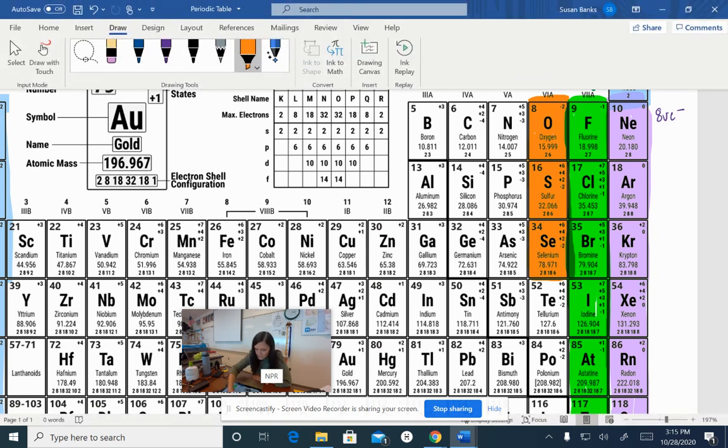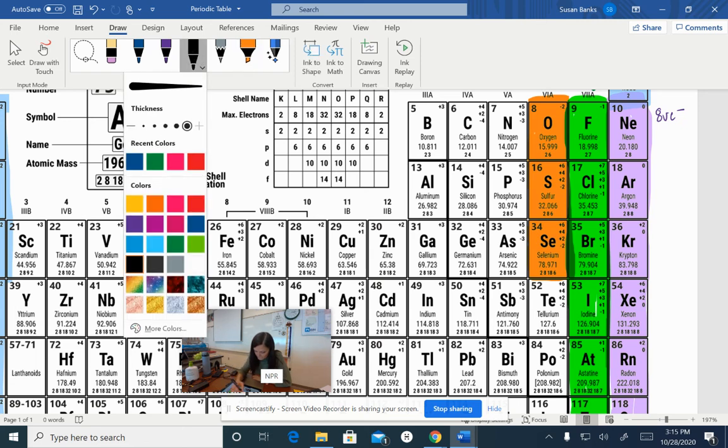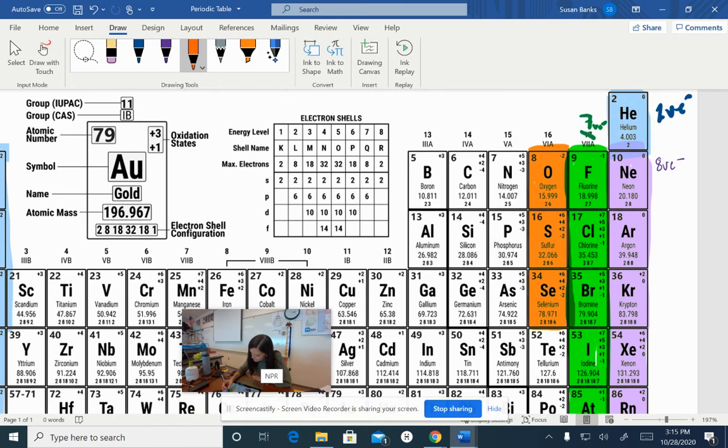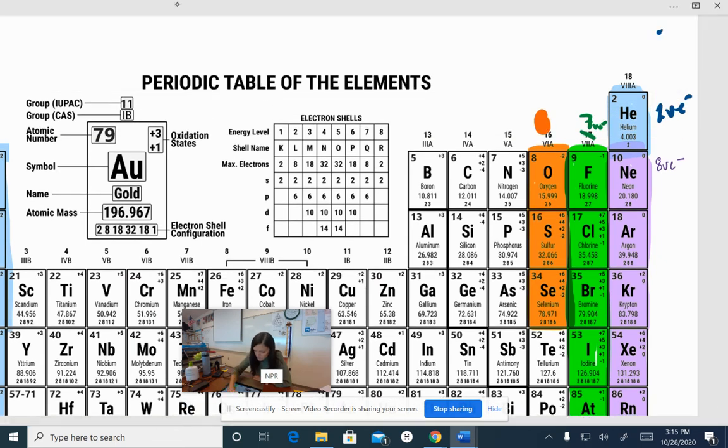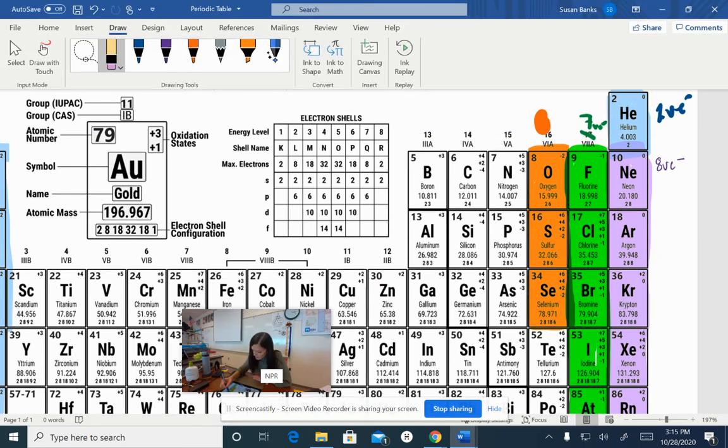These guys have 6 valence electrons. So let's get an orange pen here for these guys. So we're going to label this with 6. Oh my gosh, that's really thick. I don't want it that thick.